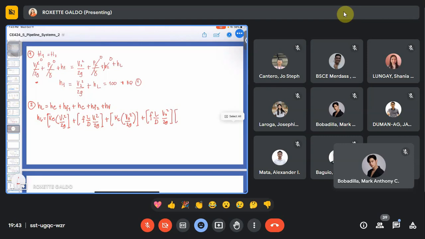Now HV is equal to KV times V2 squared over 2G. There are five terms here. Notice that the first two terms have V1 squared over 2G in common, so we can factor that out to simplify our equation. And in the last three terms, we have 1, 2, and 3.